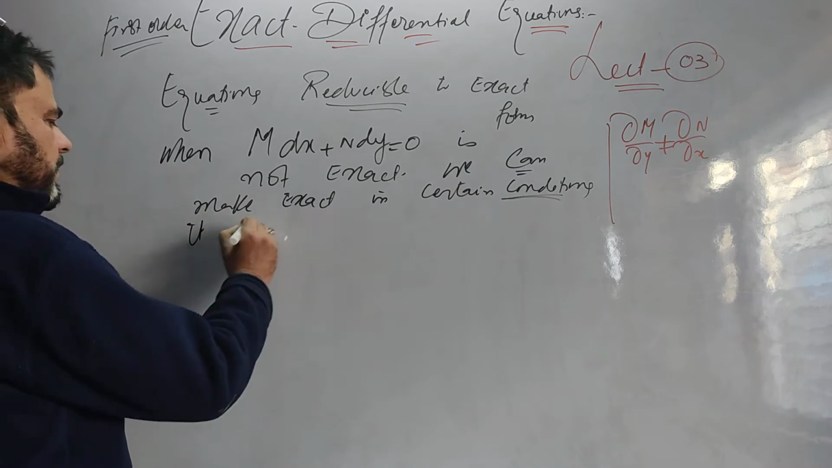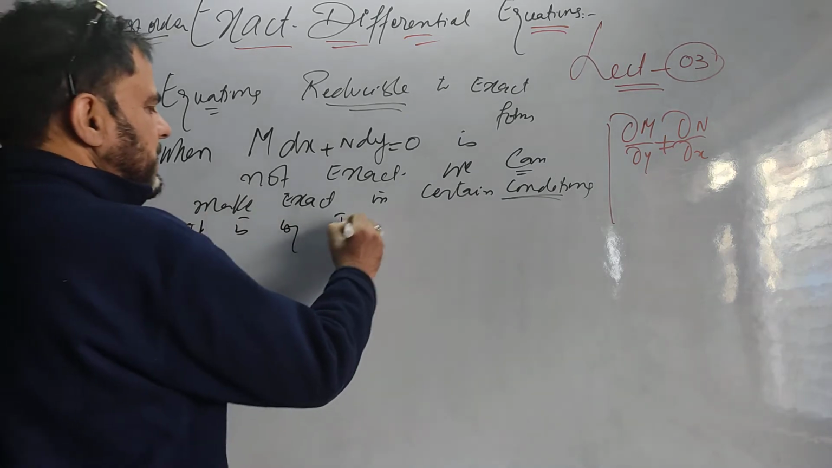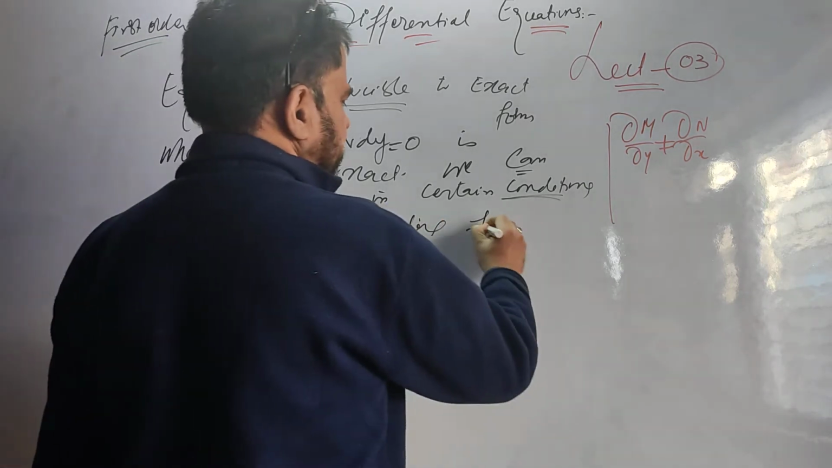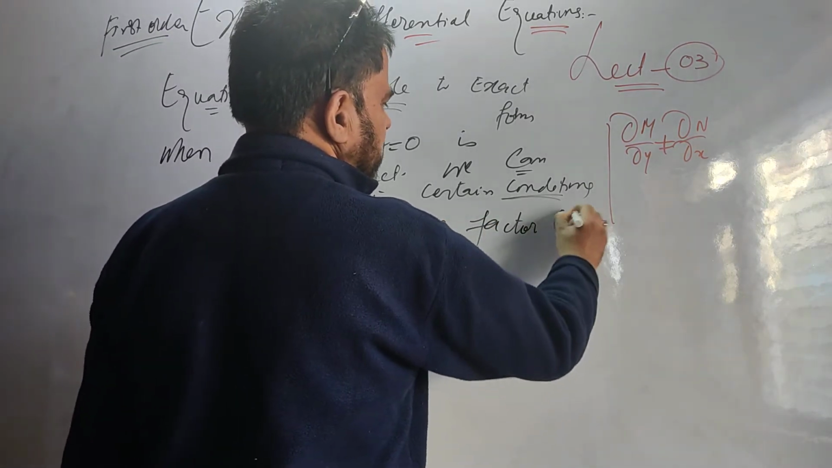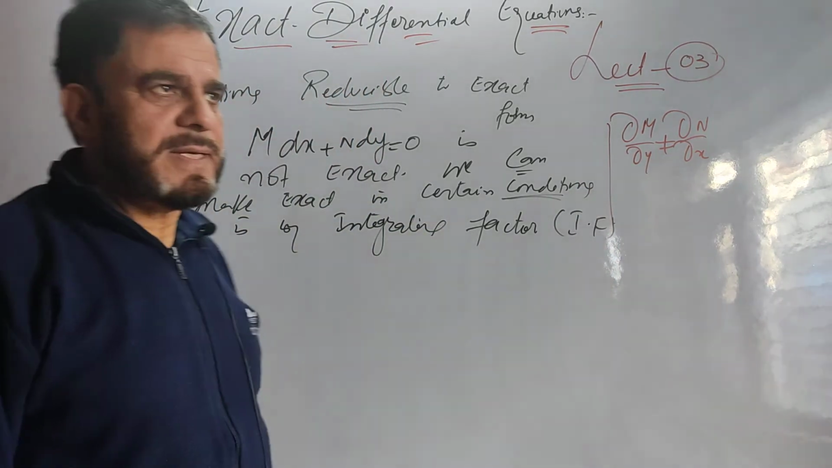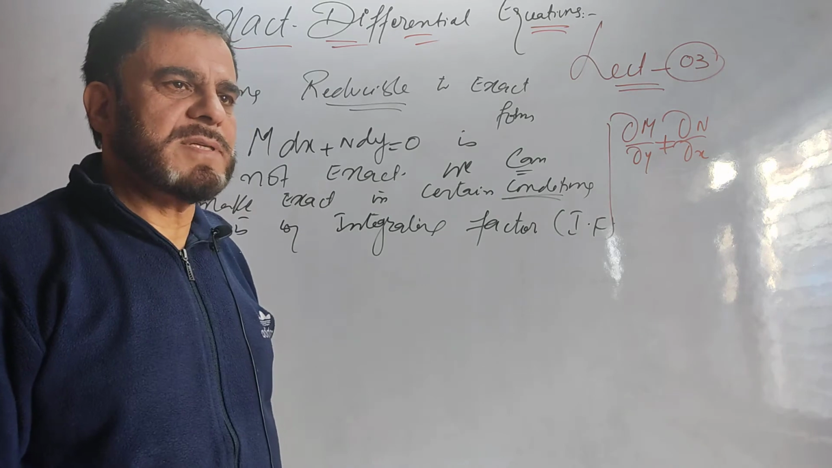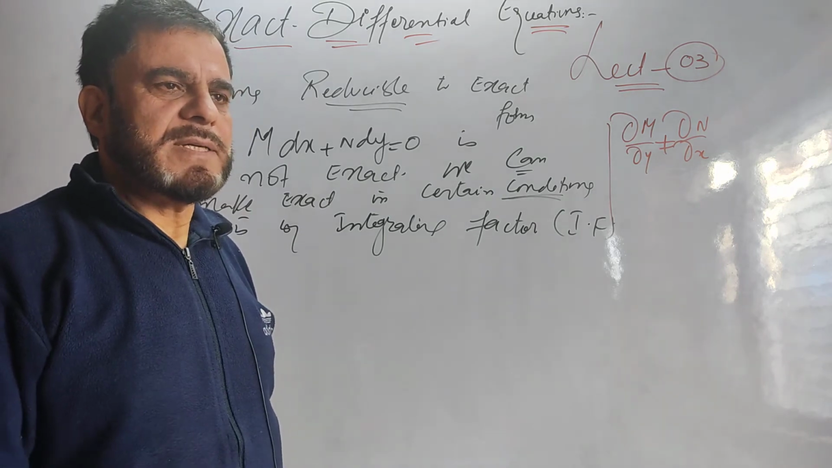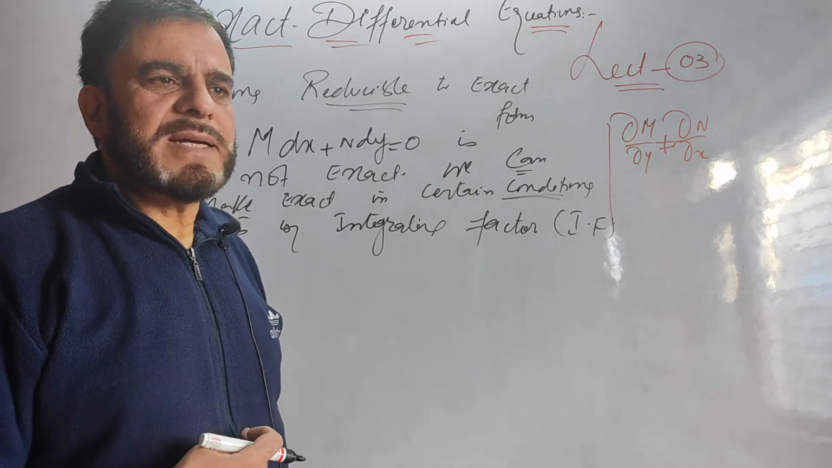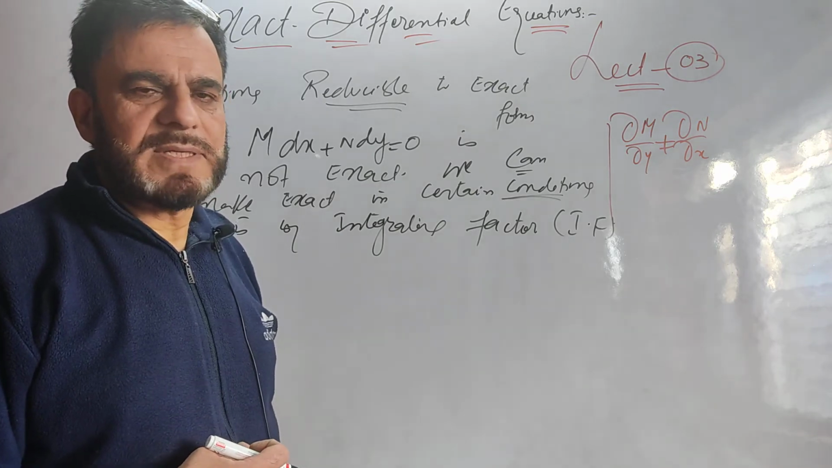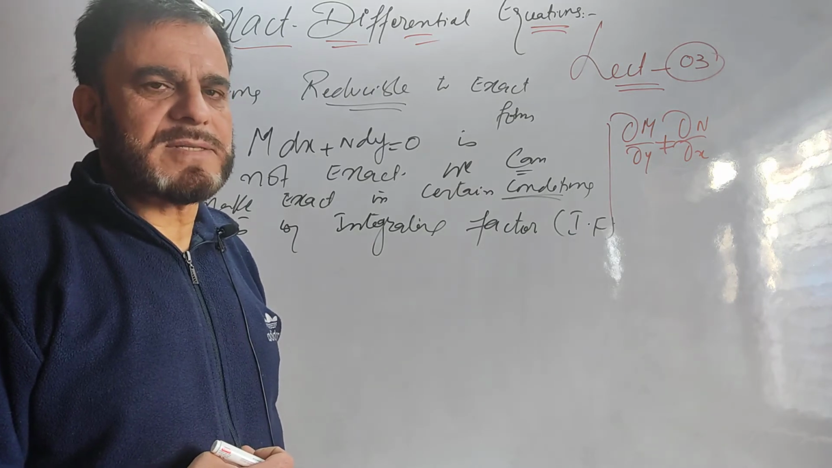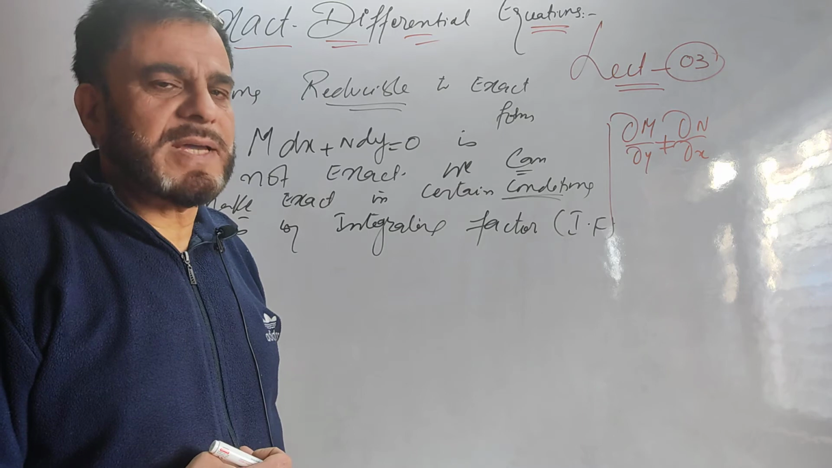It is by an integrating factor. You have also already done the integrating factor for dy by dx plus Py equal to Q. You write there that the integrating factor is e raised to the power integral of P dx. Actually that is a factor multiplied. You don't have full knowledge of that. What is e raised to the power integral of P dx? What does it represent? Where does it come from?